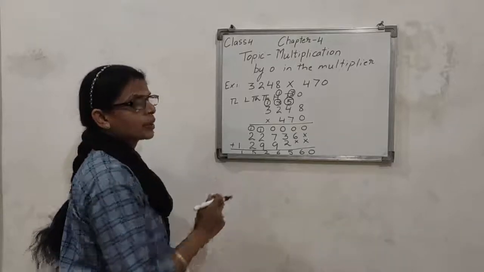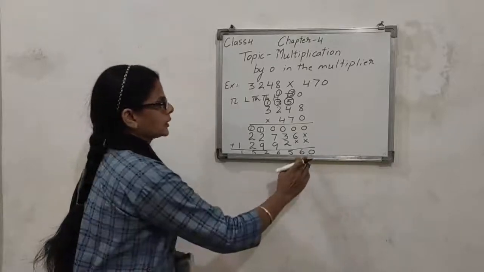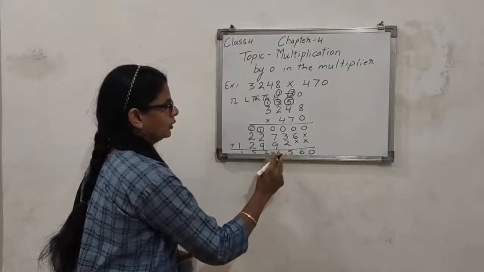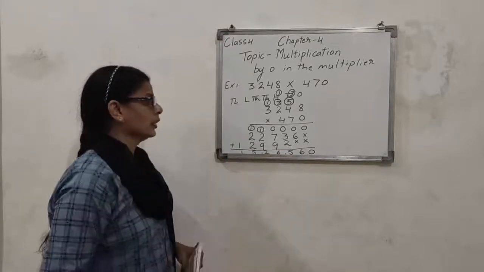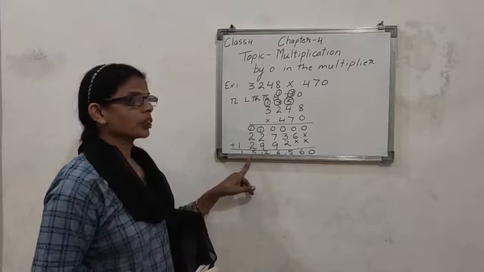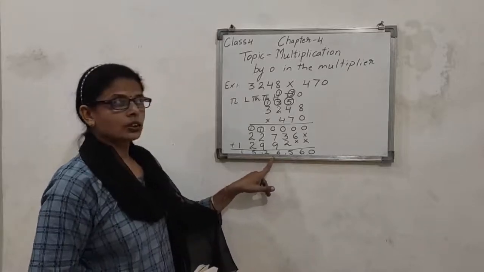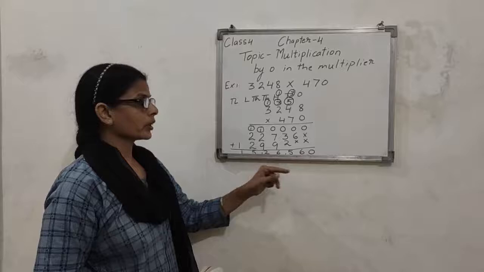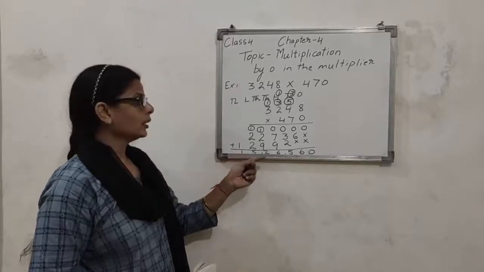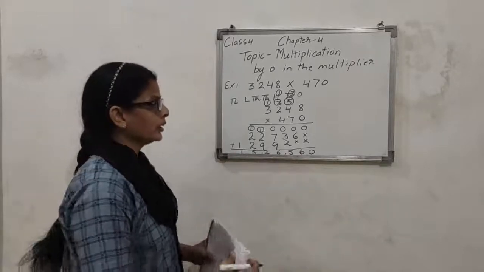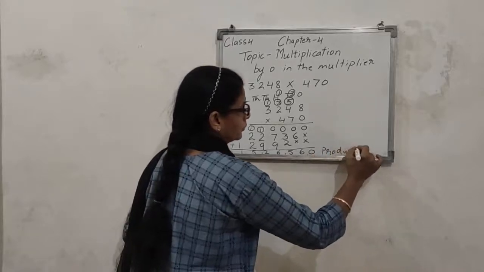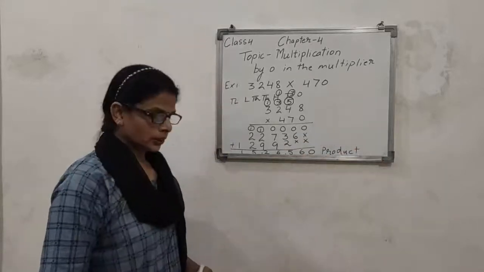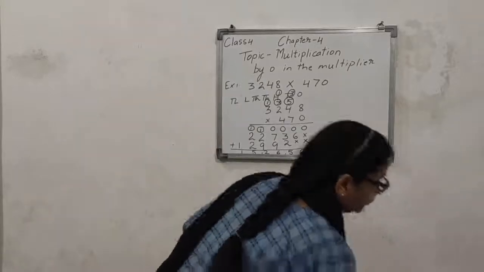Now put commas according to the places: ones, tens, 100, comma, 1000, 10,000, comma, lakh and 10 lakh. So the product is 15,26,560. What is the product? 15,26,560. This is the product. Clear, students? Another question.